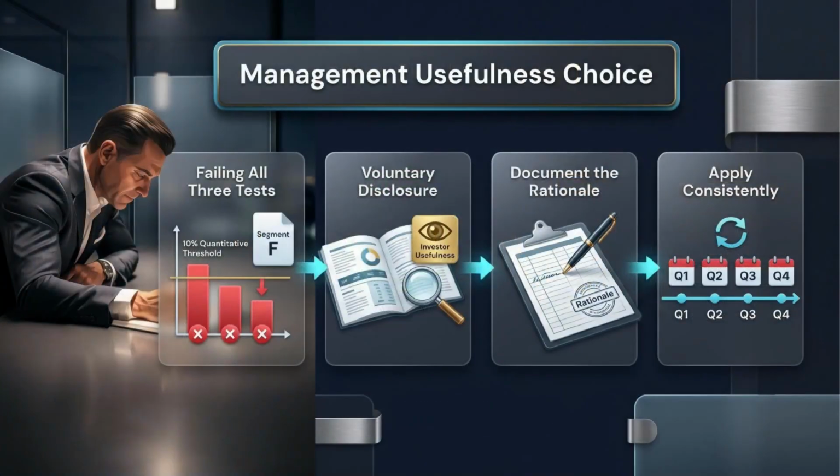Even when a segment fails the quantitative test, management may still disclose it separately if that information is useful to financial statement users. Segment F failed revenue, profit or loss, and assets, so it is not required to be separately reported. But management may voluntarily disclose it if there is a defensible usefulness rationale. The keywords are defensible and consistent. Voluntary disclosure should not become a tool for showing favorable segments this year and hiding them next year.